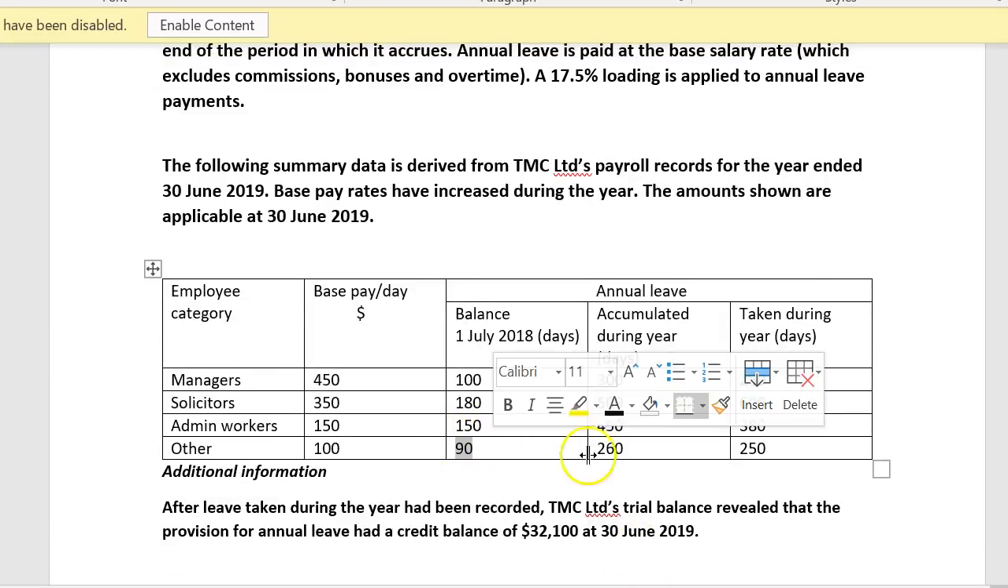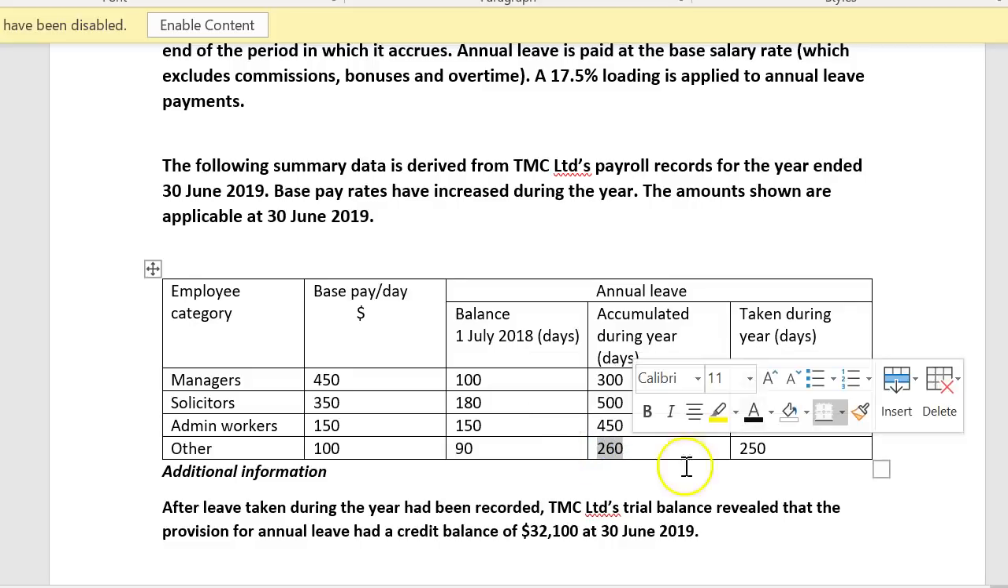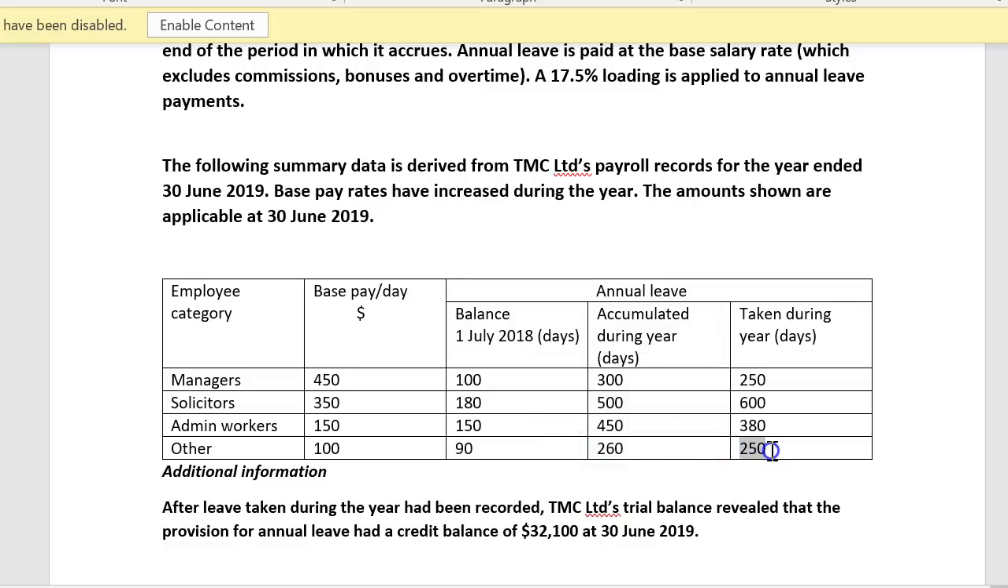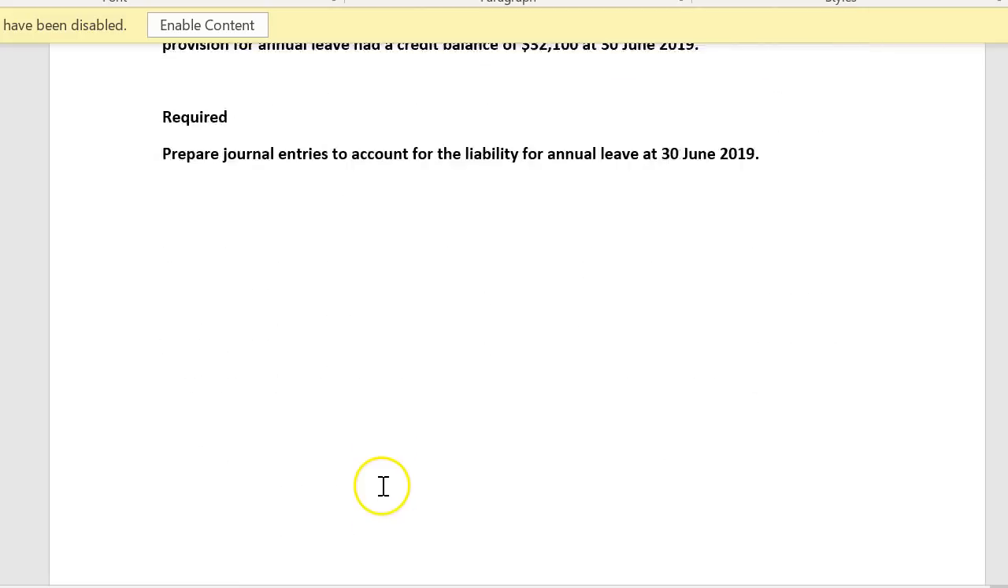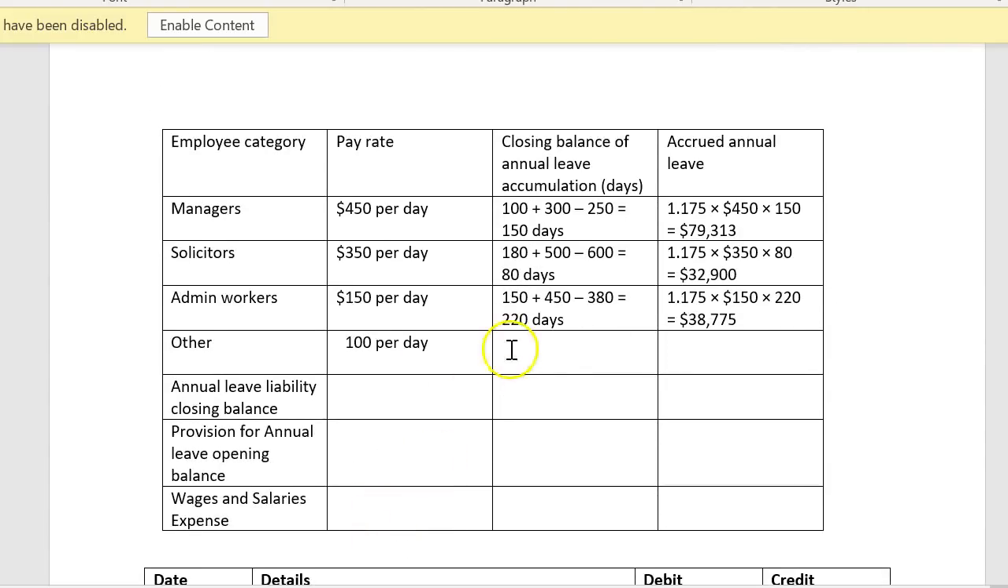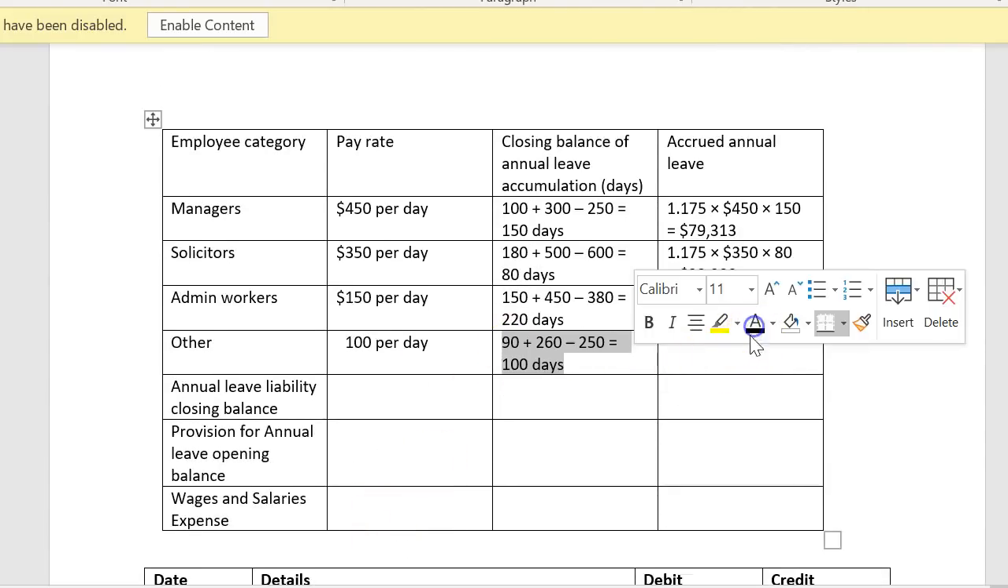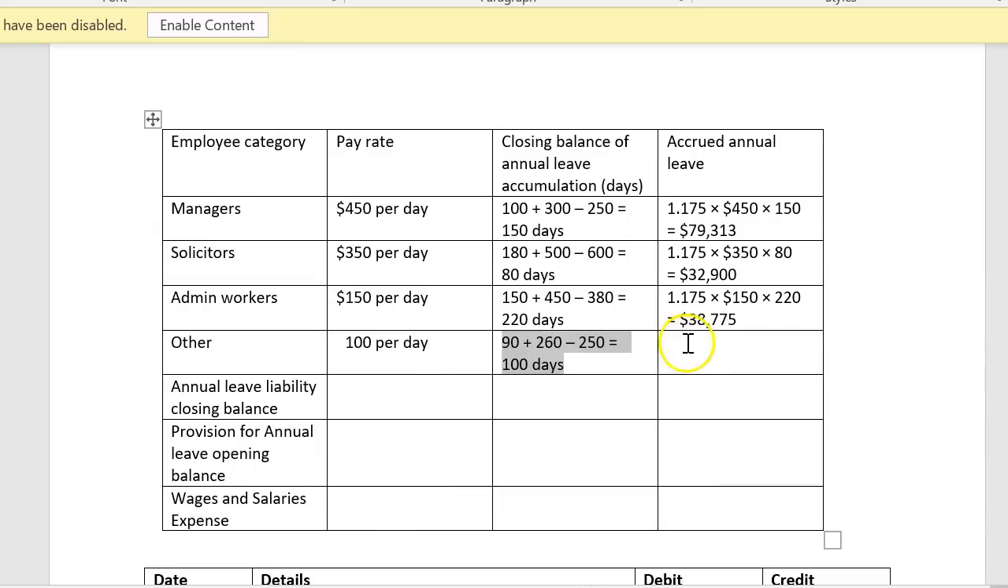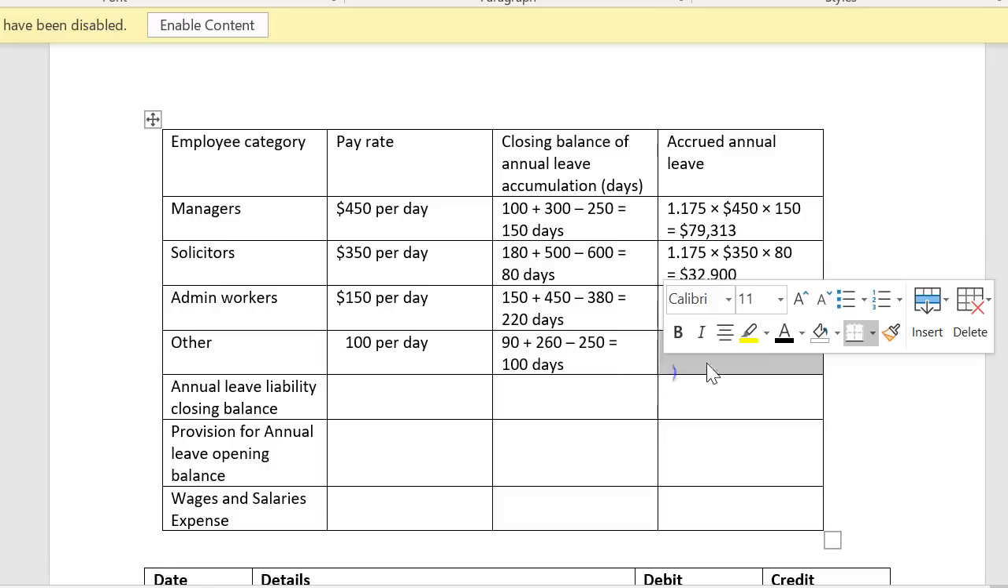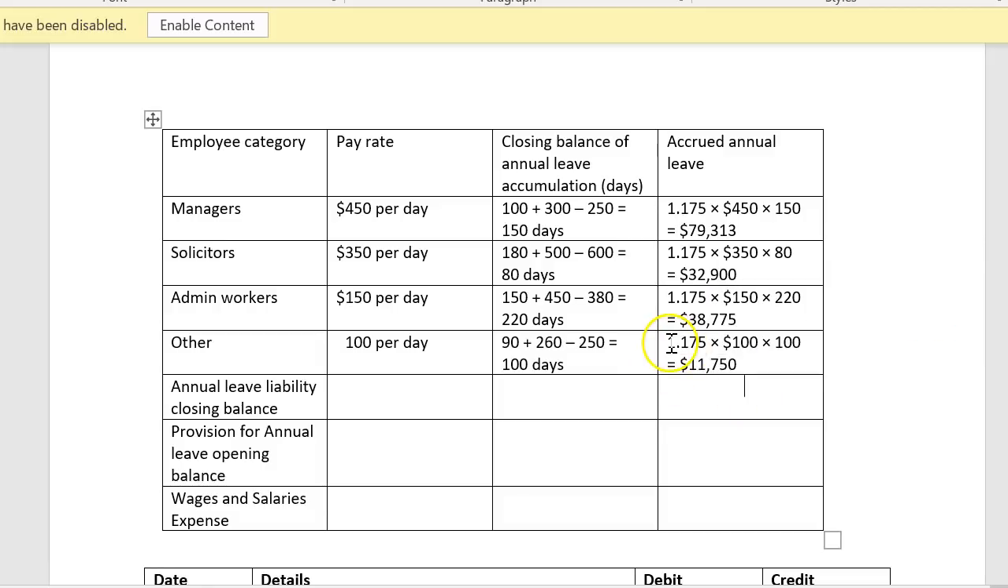Okay, the opening balance is 90. They accumulated to 60, and you minus the number of days they've already taken. All right, so what do you have? It's 1.175 times $100 and times 100 days. That gives you 11,750. All right, guys, so what is the closing balance?